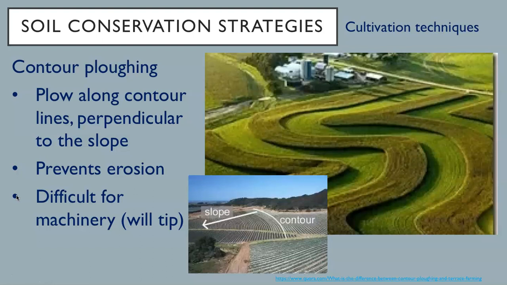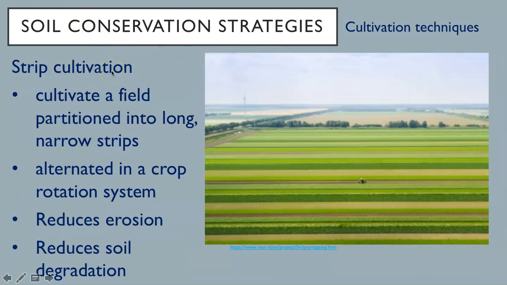Another conservation strategy is strip cultivation. This involves cultivating a field partitioned into long, narrow strips, alternated in a crop rotation system. This reduces erosion and reduces soil degradation.